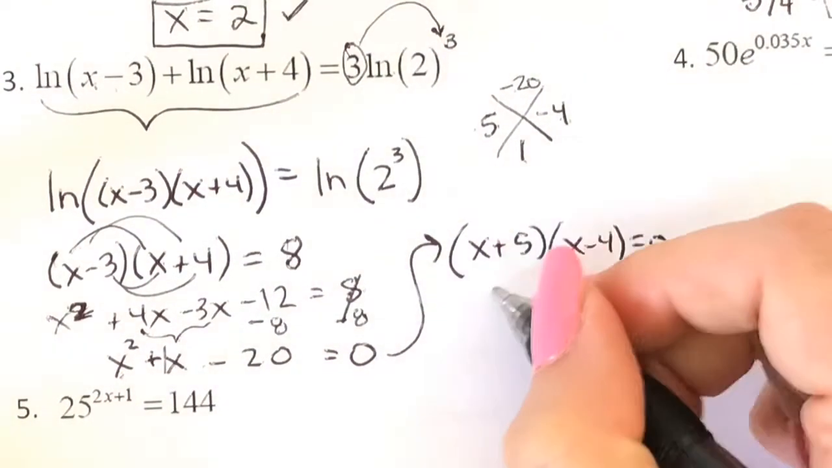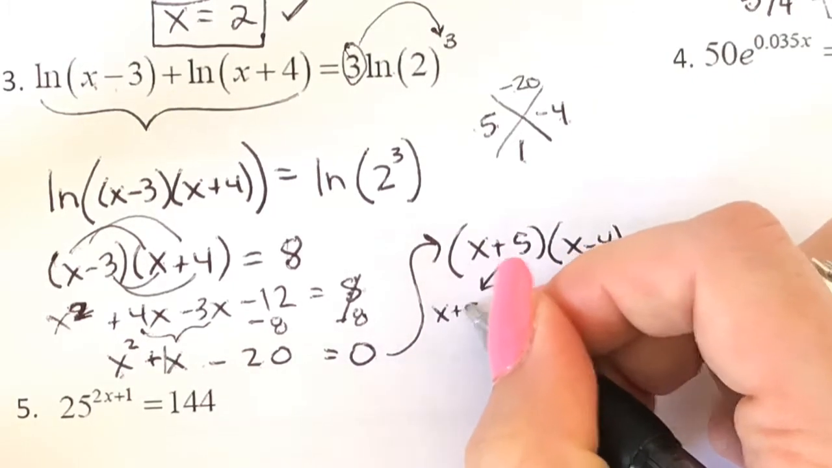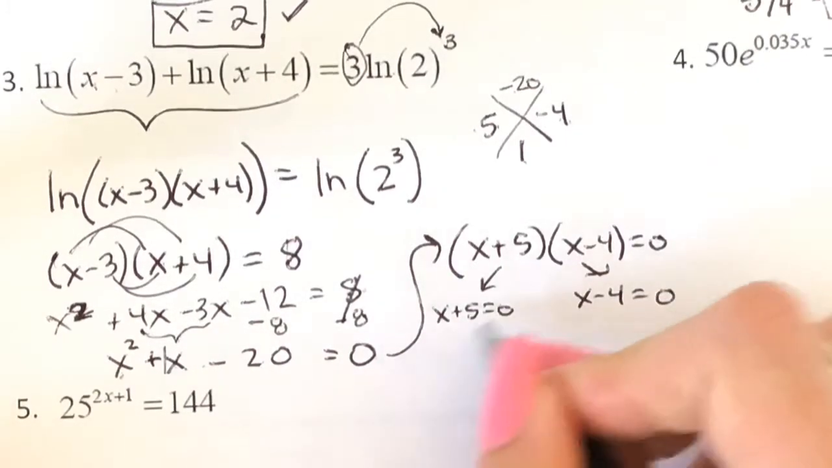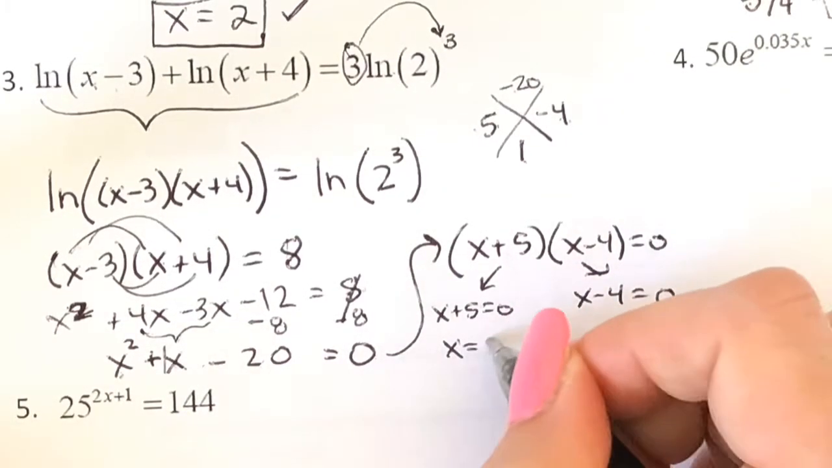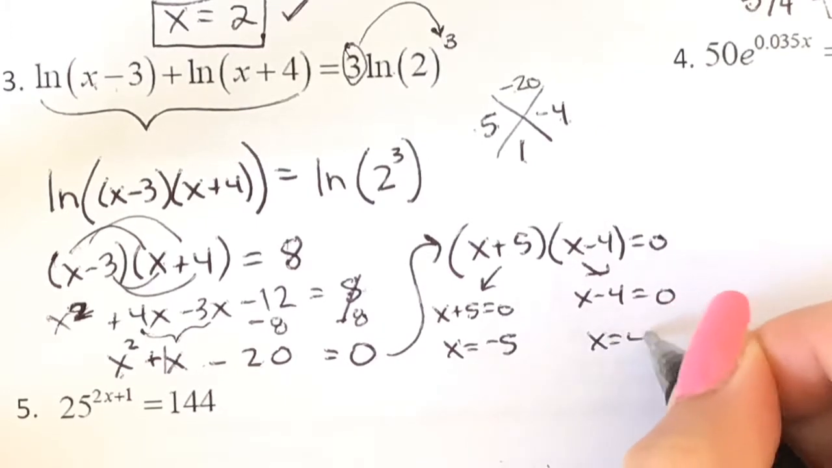And then from here, once we have it factored, you set each of these individually equal to 0, which a lot of you can just do in your head. We subtract the 5 over, so we get x equals negative 5. Add the 4 over, we get x equals 4.